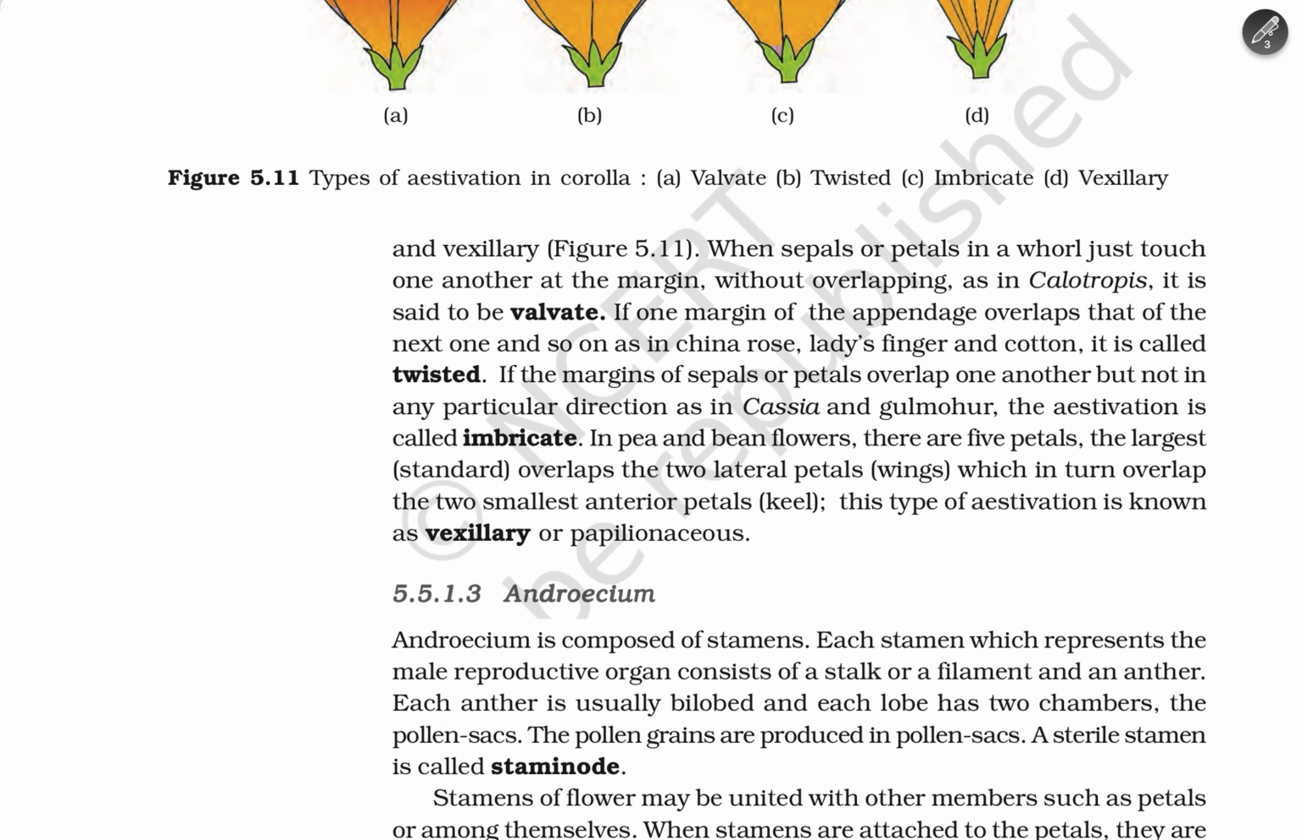Valvate: when the sepals or petals in a whorl just touch each other at the margin without overlapping, as in calotropis, it is called valvate. If one margin of the appendages overlaps that of the next one, and so on, as in China rose, lady's finger and cotton, it is said to be twisted. If the margins of sepals and petals overlap one another but not in any particular direction, as in cassia and gulmohar, the aestivation is said to be imbricate.